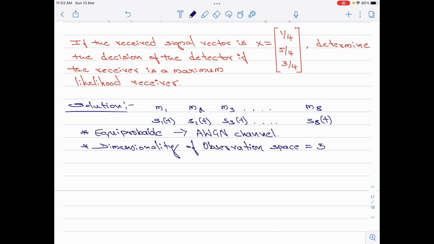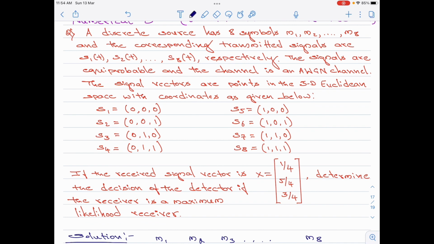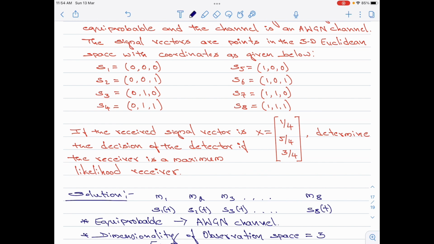And lastly, we are given the received signal vector x, which is given as 1 divided by 4, 5 divided by 4 and 3 divided by 4. We are told the type of the detector is the maximum likelihood detector. Right. The question is, when the given signal vectors are so and so as defined in the numerical, and if the received signal vector x is given as once again in the numerical, what will be the decision made by the maximum likelihood receiver?